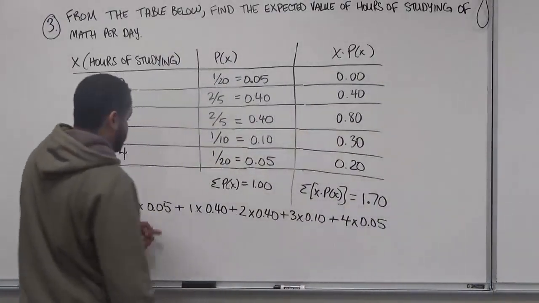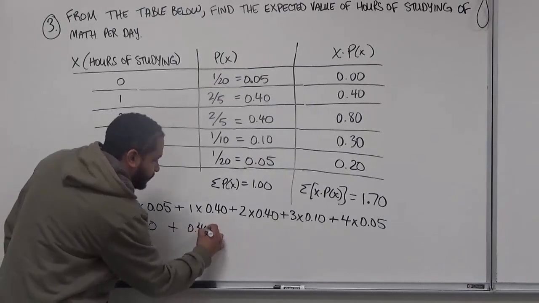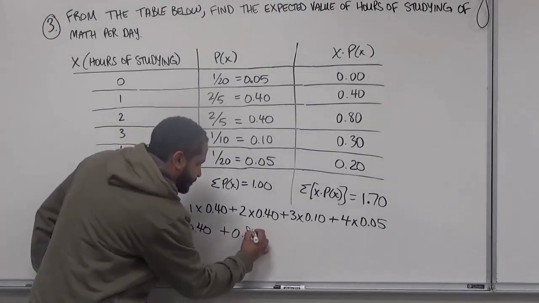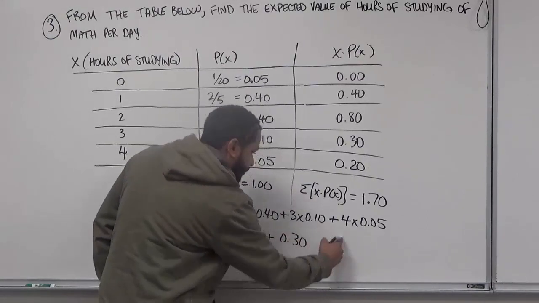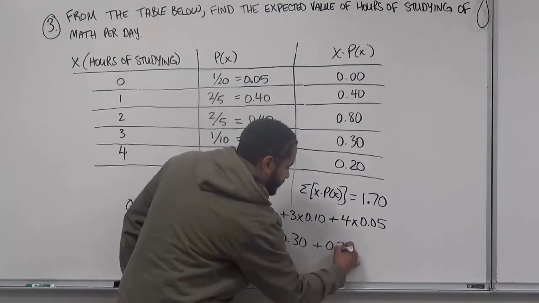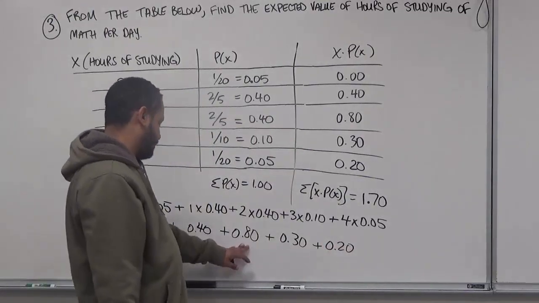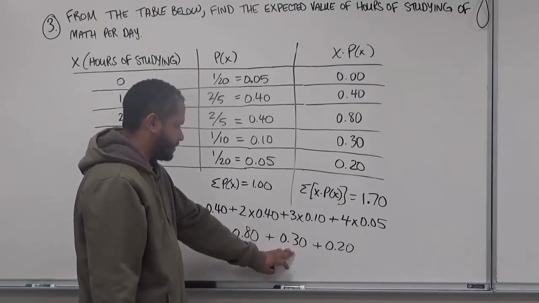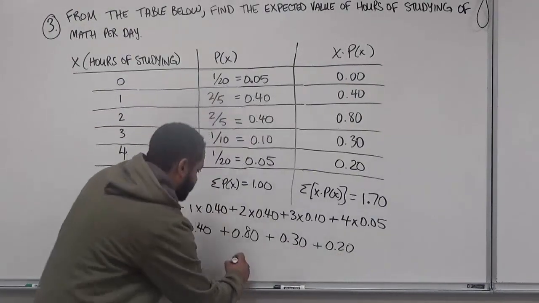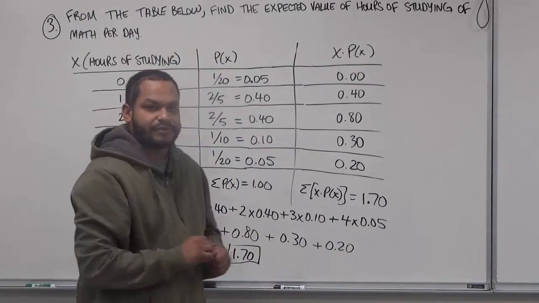And we see here the first one gives us 0. The second one gives us 40 cents. The third one gives us 80 cents. The fourth one gives us 30 cents. And the fifth one gives us 20 cents. And this gives us the same sum, right? We have here 80 plus 40 cents, that's $1.20, plus 30 cents, that's $1.50, plus 20 more cents, $1.70. And our expected value is 1.7 hours of studying.